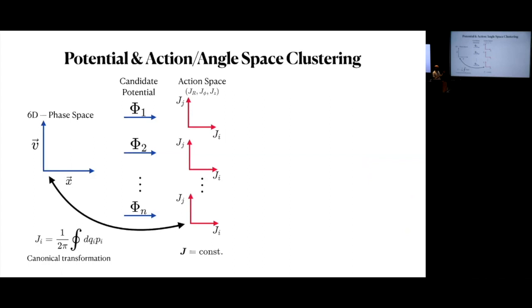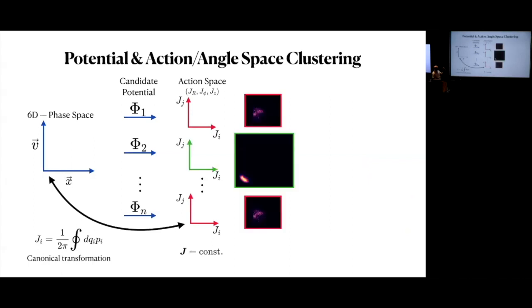And the idea is that we can test different potentials and see which one gives us the most clustered pattern. This is the basic idea of finding the right potential by using the clustering in action space. So it means that the correct potential maximizes the clustering in action space. Robin had a paper maximizing the Kullback-Leibler divergence, the KLD. We can test different potentials and find the one with the most clustered actions.